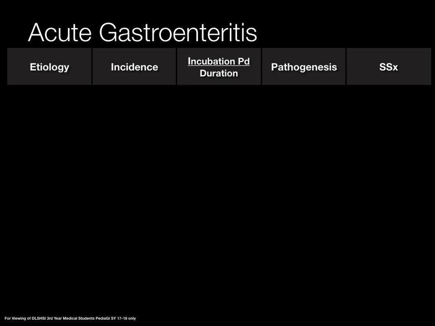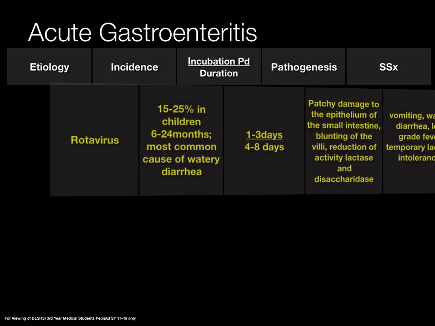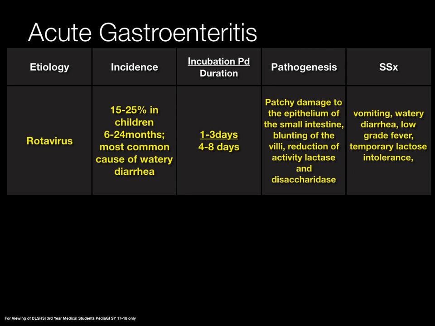There are different etiologies of acute gastroenteritis. We will discuss some of them. Rotavirus accounts for 15 to 25% in children 6 to 24 months of age, and is the most common cause of watery diarrhea, with an incubation period of 1 to 3 days and a duration of 4 to 8 days. There can be patchy damage to the epithelium of the small intestine, blunting of the villi, and reduction of activity of lactase and disaccharidase. Symptoms are vomiting, watery diarrhea, low-grade fever, and temporary lactose intolerance.